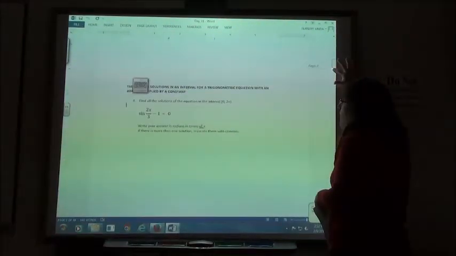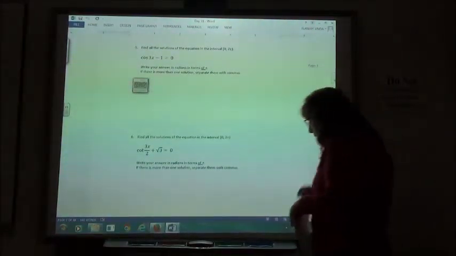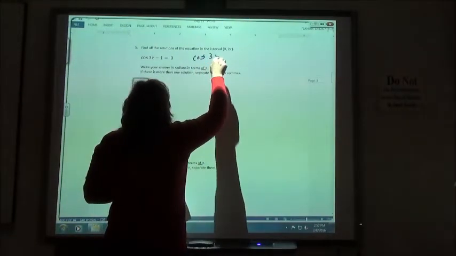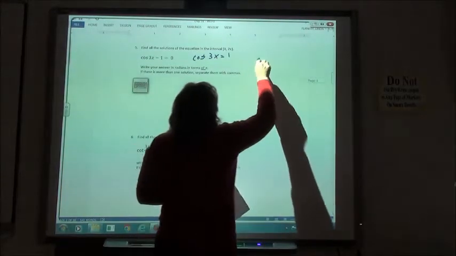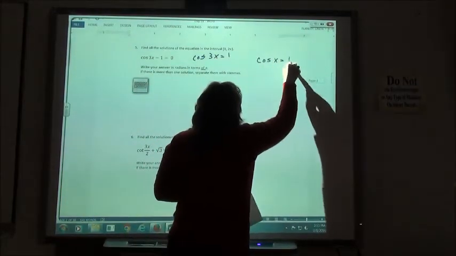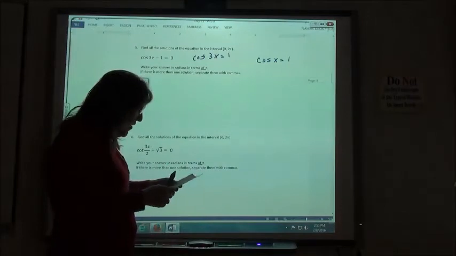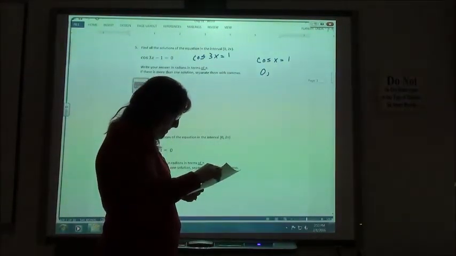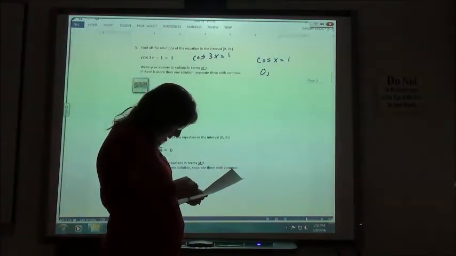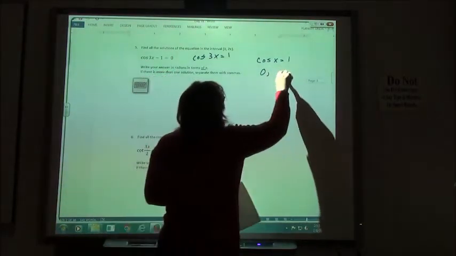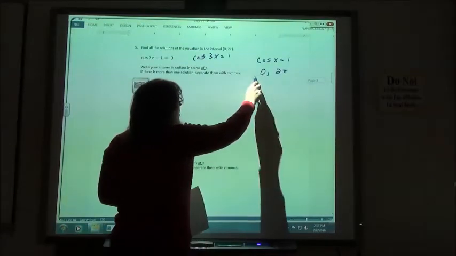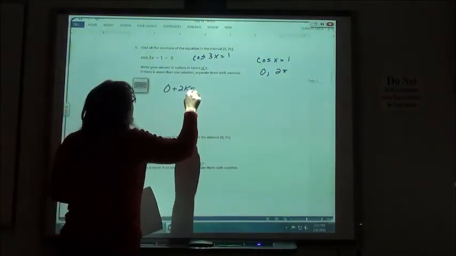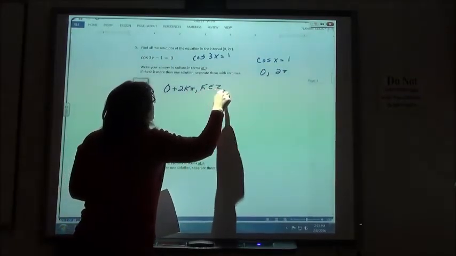So if I look at number 5, same kind of thing here. If I solve this, I would say the cosine of 3x equals a positive 1. So I'm going to look up where the cosine of x equals 1. So cosine of x equals 1 at 0 and not till 2 pi. So again, we normally would combine that and say 0 plus 2k pi with k being an element of z.